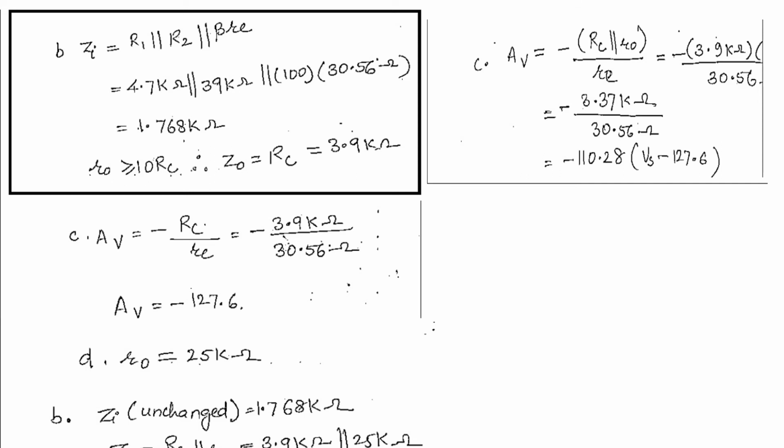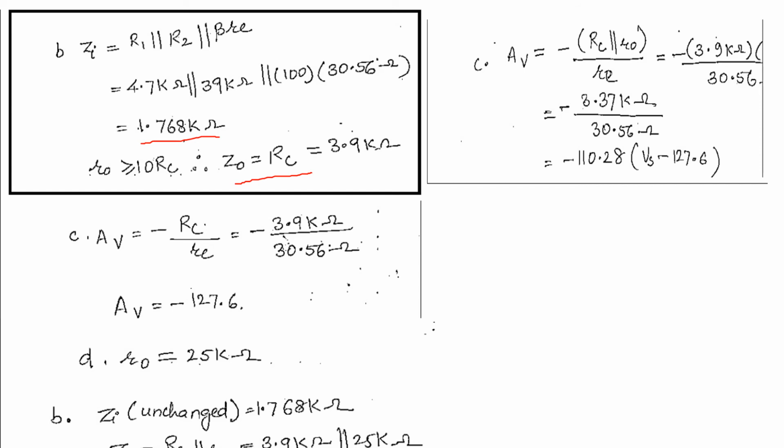This should be in continuation with the first problem of the voltage divider network. Zi is equal to R1 parallel R2 parallel beta times Re, so this will give you this much value. R0 is greater than 10 times Rc, so Z0 is directly equal to 3.9 kilo ohms.